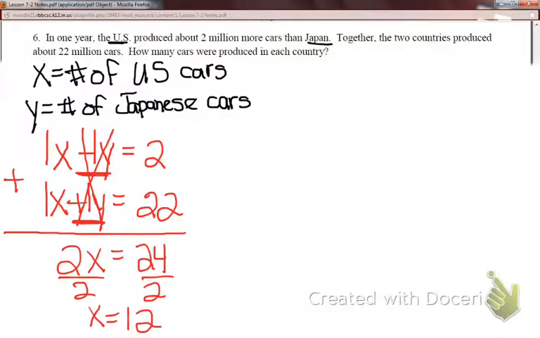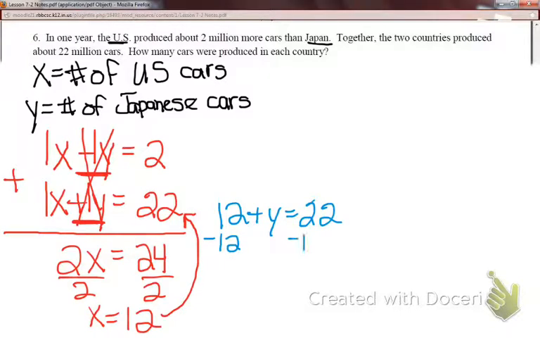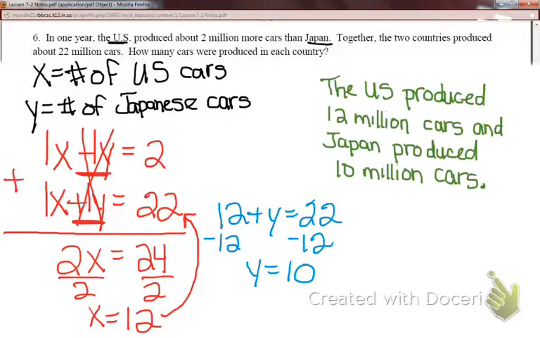I'm going to go back to the addition equation to do that. So if x equals 12, I'm going to put that in for x. It was 12 plus y equals 22. The math on this one isn't too bad. Subtract the 12. y equals 10. And then you need to go back and write your sentence.